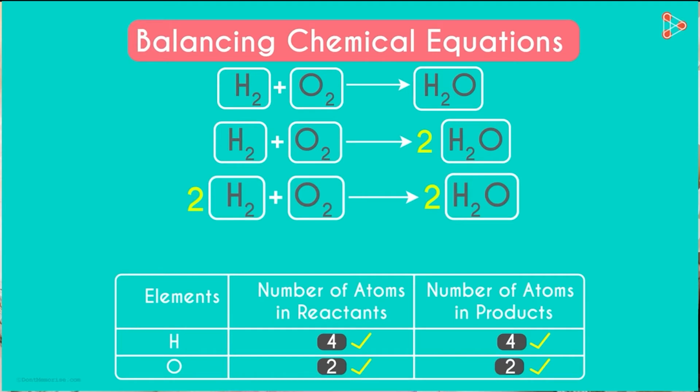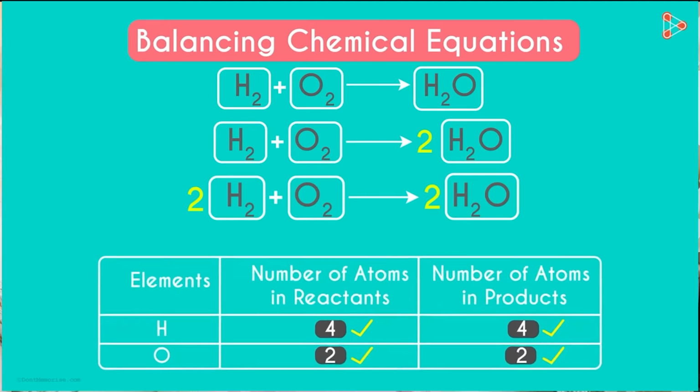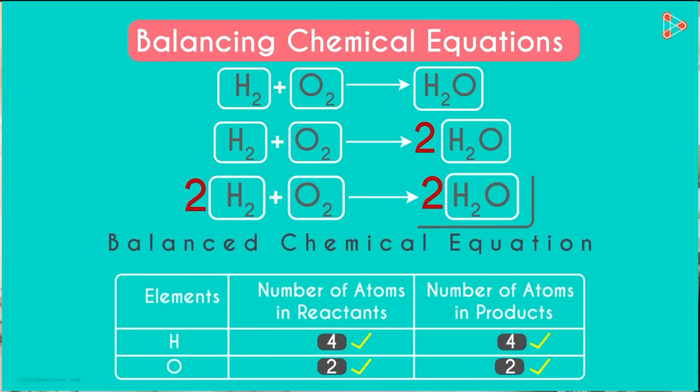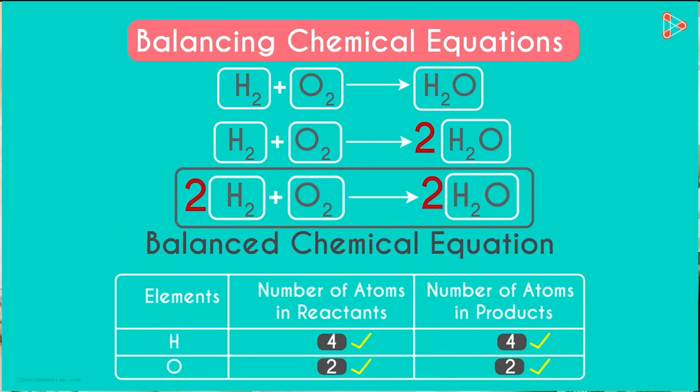So in the table now you can see oxygen is balanced on the LHS and RHS, meaning the number of atoms is equal, and the number of atoms of hydrogen is also balanced, that is 4 and 4. Now our chemical equation is completely balanced. If your table shows that the LHS and RHS have an equal number of atoms, the equation is now balanced. This is a very easy way.